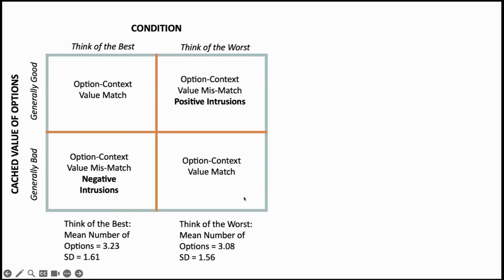So another important thing is that they were actually able to solve these problems about equally well. The number of options that they were generating doesn't differ significantly between the two different conditions of thinking the best and thinking the worst, even though the number of intrusions does differ between the two groups.